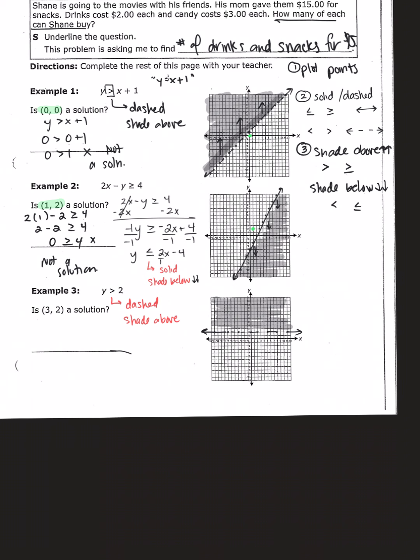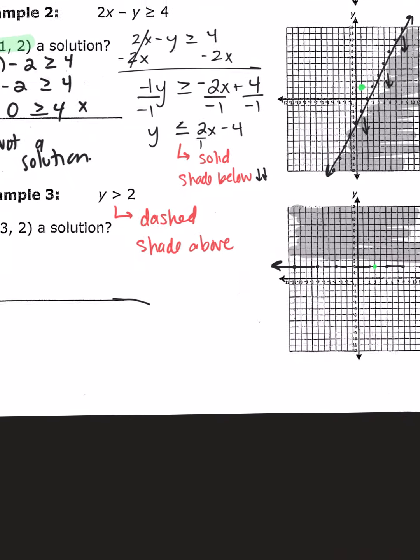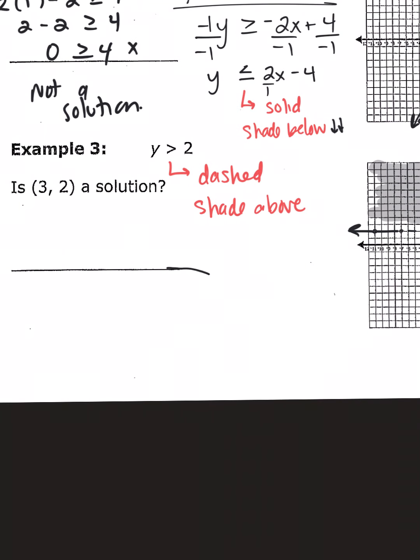So for this one, we are checking this point 3, 2. 3, 2 is actually a point on the line. It would be right here. And we know because y has to be greater than 2, that point should not be a solution. But we can double check just in case. So if y is greater than 2, my y value that I'll substitute in is 2. And 2 is greater than 2 is not true, so that's not a solution.